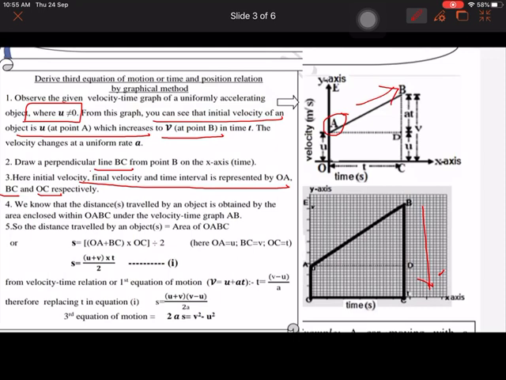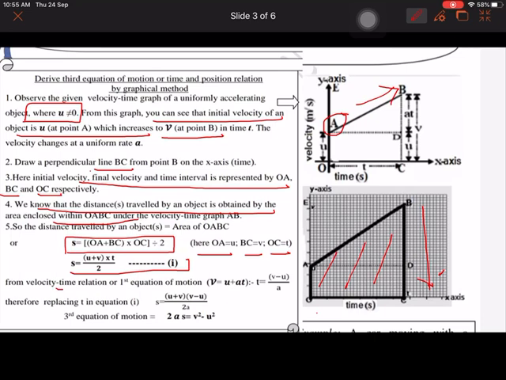Now let's see how it is done. We know that the distance traveled by an object is obtained by the area enclosed within OABC, the inner area of the dark lines. So the distance traveled equals the area of the trapezium OABC, which is (OA plus BC) into OC divided by 2. We put the values: OA is the initial velocity u, BC is the final velocity v, and OC is t. So it comes out to be s equals (u plus v) into t upon 2.